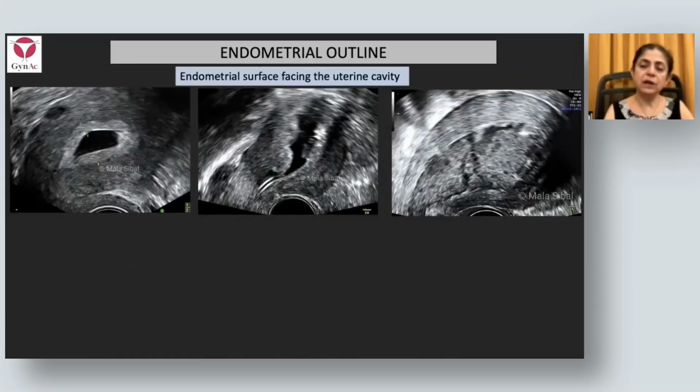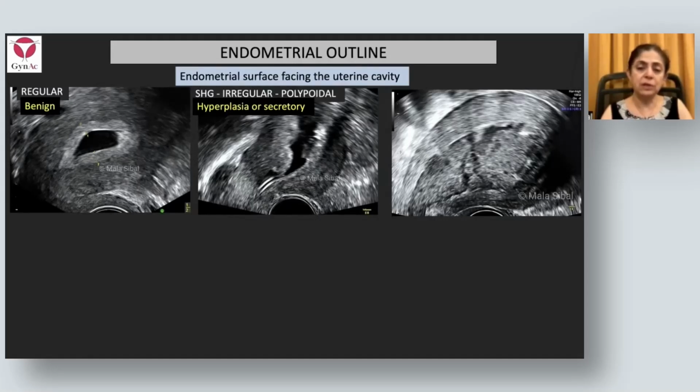Now, when it comes to evaluating the endometrium for endometrial pathology and endometrial cancer, there are two features that are very important. One is the endometrial outline, which is nothing but the endometrial surface facing the uterine cavity. If it is regular, we know it is benign. If it is polypoidal, it could be endometrial hyperplasia or just a simple secretory endometrium. And if it is irregular and cauliflower shaped, we are thinking in terms of a malignancy.